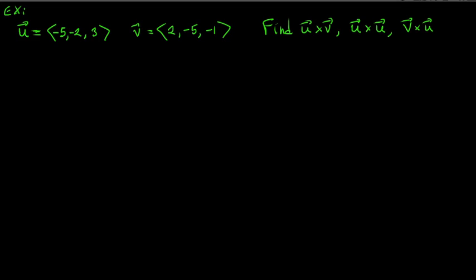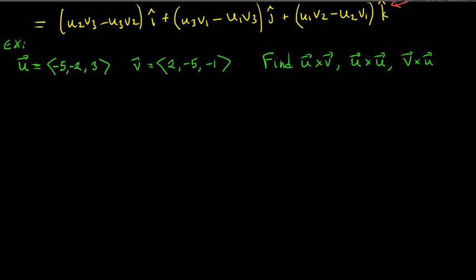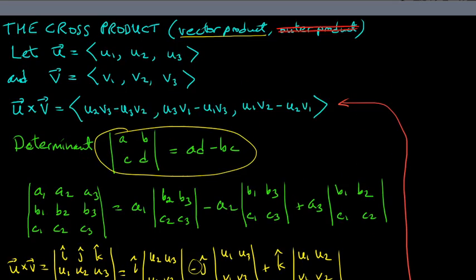Okay, so we have two vectors, u and v, and they have their three components. And I have to emphasize this thing here: the vector product, the cross product of these two vectors, has to take place in 3 dimensions, has to take place in space. So these are vectors in space.